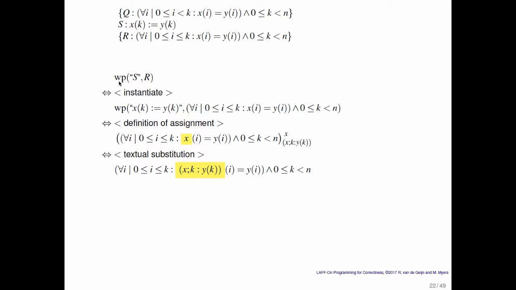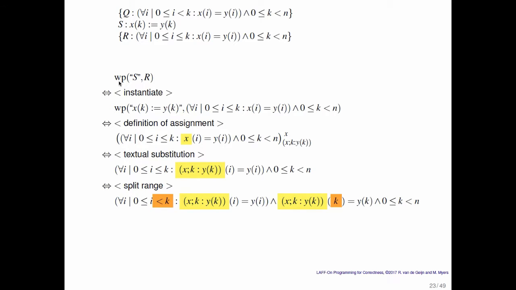But this is kind of cumbersome because we know that elements 0 through K minus 1 haven't changed. So what we're going to do is we're going to split the range into the part where it has not changed. That's the first part all the way through element K minus 1. And then the separate element indexed by K. If we do that, then in the quantification we can just substitute back in X, because those were all of the elements that were unaffected by the assignment. And then we can substitute in Y of K, because that is the value in X when the element indexed by K is replaced by YK.